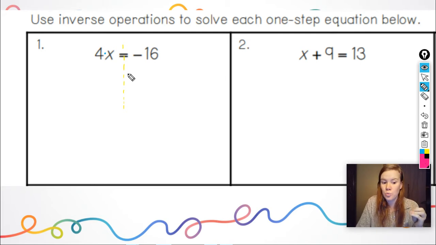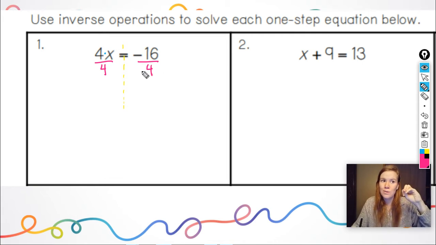Here's how you show your work. 4 times x. We're going to undo by dividing. Divide by 4. Now, what I just did to the left side of the equation is I brought it down. I lowered it by division. So my equation is unbalanced right now. The way I rebalance my equation is by dividing the other side by 4. You only do the operation one time to each side, but you have to do it to both sides.